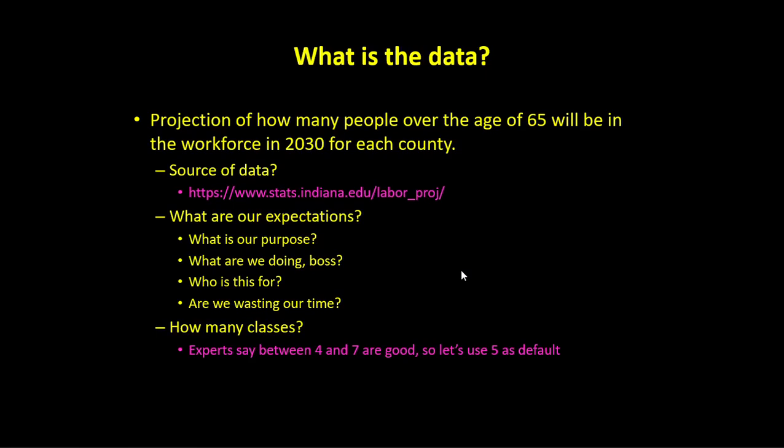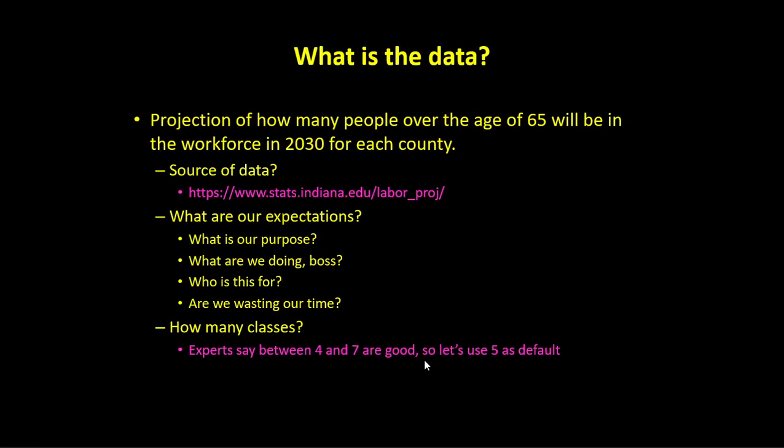Here I have a few more questions listed to consider as you work through your data. And not everything can be mapped, so it's very important to make sure you're not wasting time. Make sure that you're doing what you're expecting to do. One of the questions often asked is how many classes should we use? Well, experts say between 4 and 7, so we're going to use 5 as the default for this particular example.